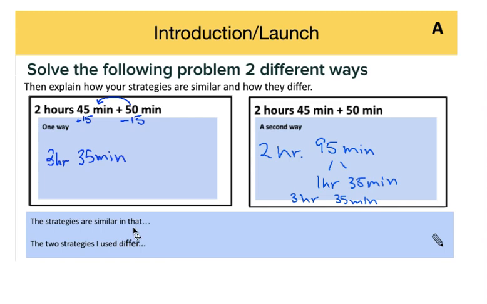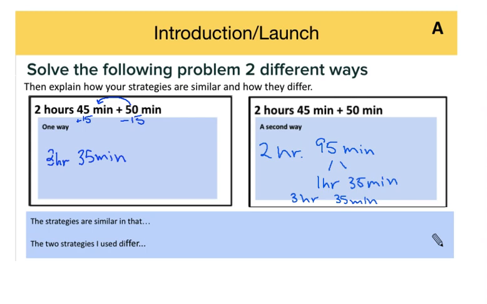The way the strategies are similar is that we're combining like terms, right? We're making sure that we are adding or subtracting the same terms, and, as you see here in the 95 minutes, we've converted the 60 minutes into 1 hour and then left the remaining 35 as minutes. Okay, and they're different in that we took away 15 minutes from one addend and added it to the other addend. And the second way, we just added both units together and then renamed them.